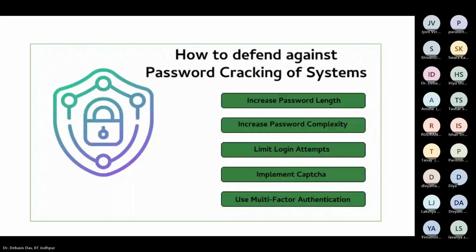And then the third one is limit login attempts. So what is limiting login attempts, anyone? It is the number of times you can try to log in while entering the password incorrectly. Okay, others? Yes.